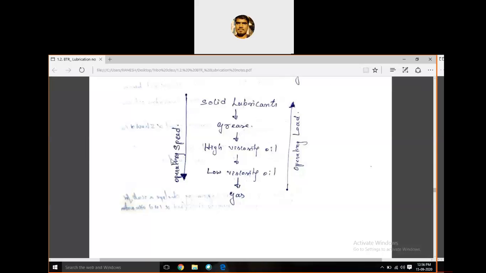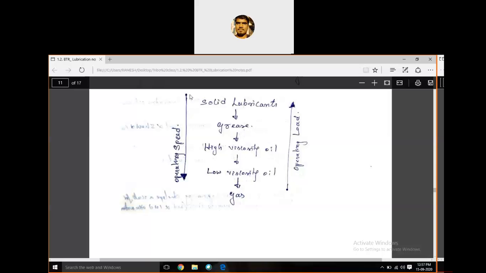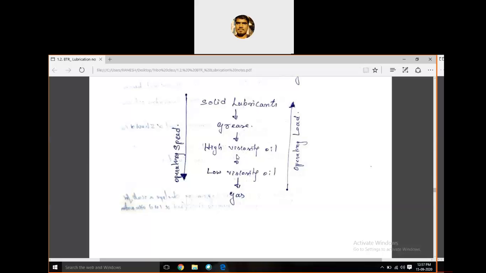But if the operating speed is high and the oil is more viscous, it may induce internal friction. So in that situation, we have to use a less viscous oil because speed is high. That speed will in turn generate pressure, and the pressure may avoid metal to metal contact. So based on these criteria, we have to select the lubricants or lubricating systems.